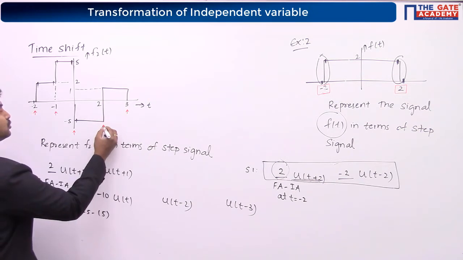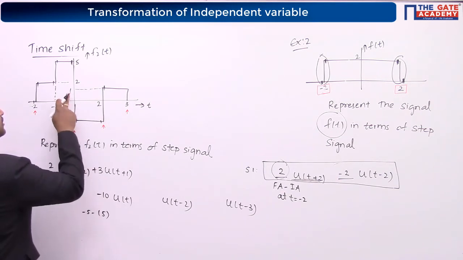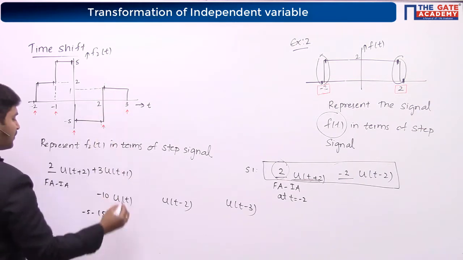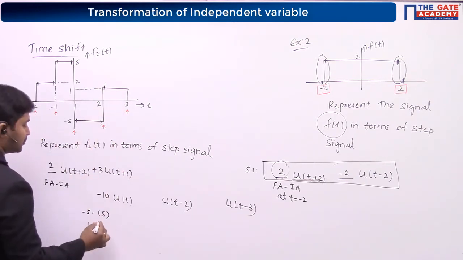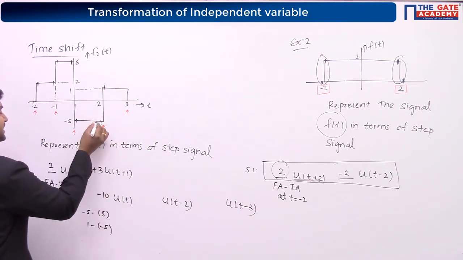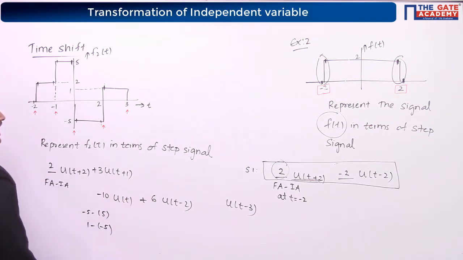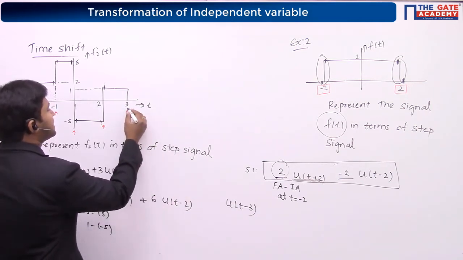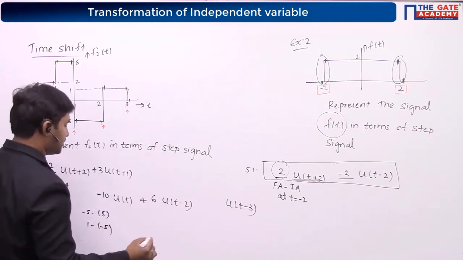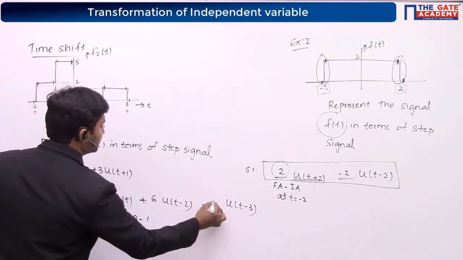Okay. At t is equal to 2, after, before. So after it is 1, before it is minus 5. So final amplitude minus initial amplitude. Final amplitude is 1 minus initial amplitude, which is minus 5. So 1 plus 5, it is plus 6. And the last one, at t is equal to 3, final, initial. So final is 0, initial is 1. So 0 minus 1, it is minus 1.